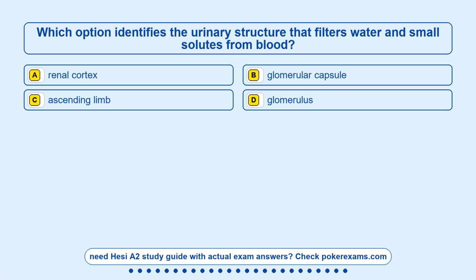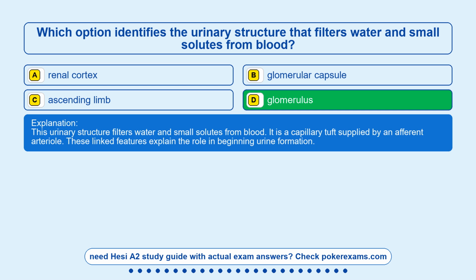Question 7. Which option identifies the urinary structure that filters water and small solutes from blood? Option A, renal cortex. Option B, glomerular capsule. Option C, ascending limb. Option D, glomerulus. The correct answer is option D, glomerulus.